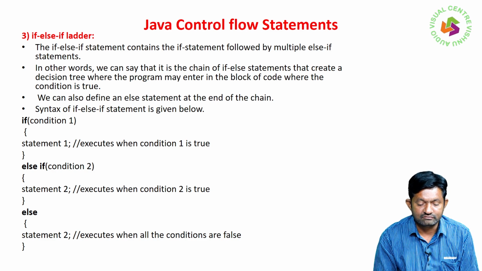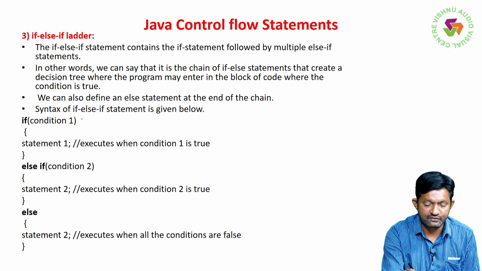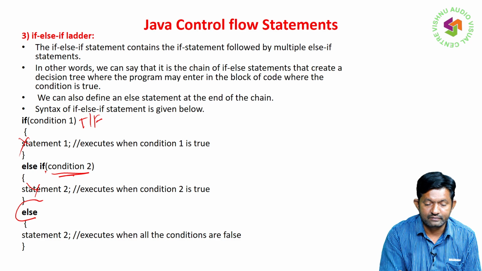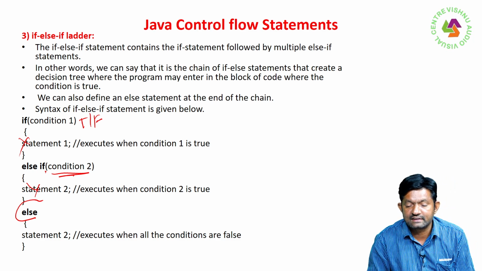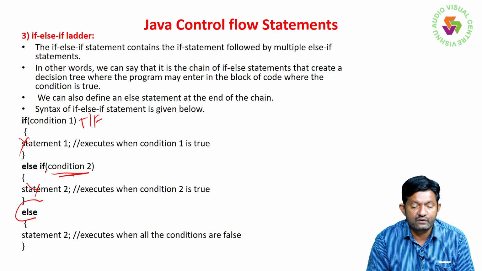If else if ladder, for example the greatest of three numbers. If the condition fails, true or false, it goes to the else if. If that condition also fails, it goes to the else. So if there are a number of conditions available, the if else if statement contains the if statement followed by multiple else if statements, then we go for the if else if ladder in Java control flow statements.